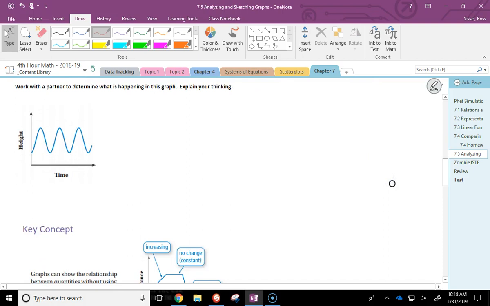Okay, let's discuss this so we can get through here. What do you think could be happening in this graph? Everyone think, I want you to talk with your neighbor. It says height and time. So as time goes, how is the height going up and down and up and down and up and down? Quietly talk with your neighbor. What do you think could be happening?